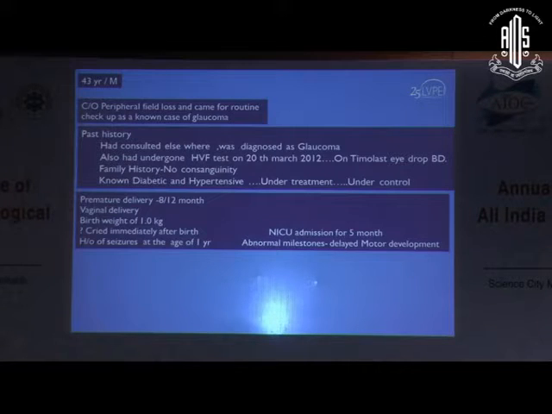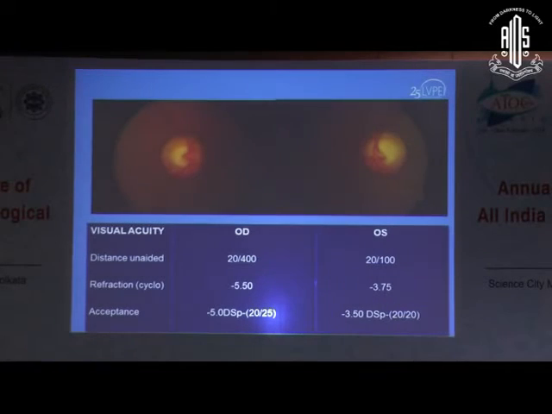So look at the disc. Again, the rim looks 360-degree normal. But here the size of the cup, which is pale, if you have a cursory look, you can always think: are we dealing with a patient with glaucoma? This patient had a visual acuity of 20/400. With correction, it was 20/25. So that was the reason which was misleading.